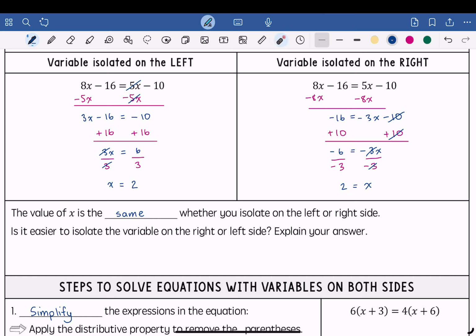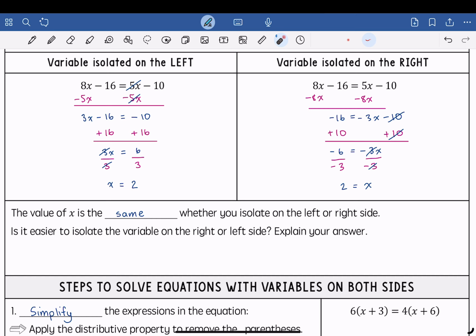So as you can see, whether you isolate the variable on the left or the right side, they will give you the exact same solution, and it should. So answering here, the value of x is the same whether you isolate on the left or right side. And the question for you is, is it easier to isolate the variable on the right or the left side? Explain your answer. So answers can vary.